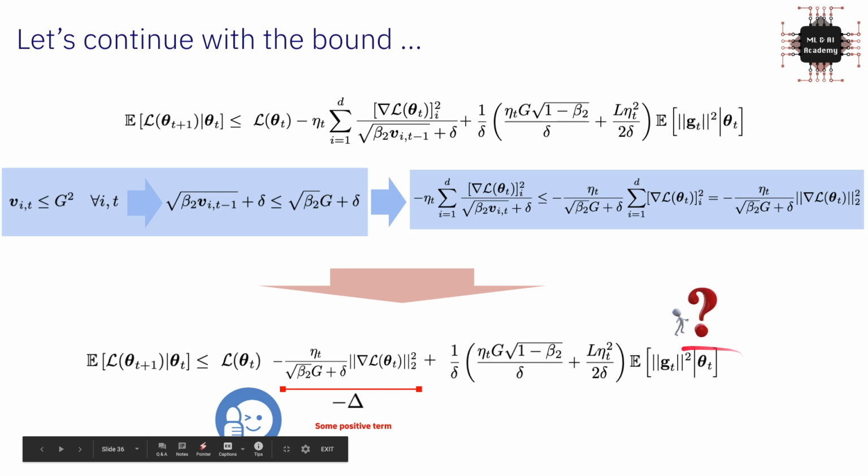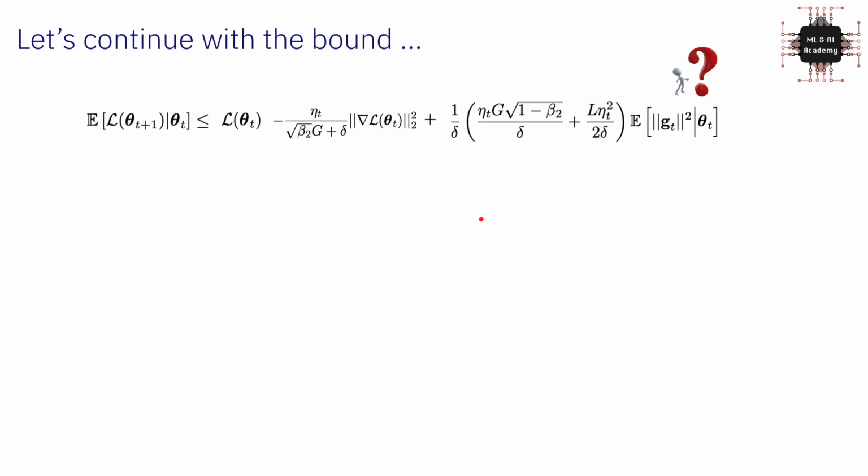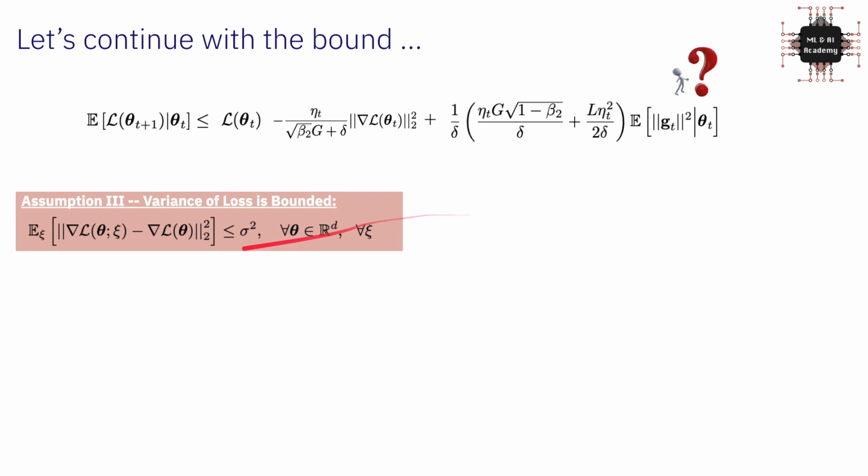And now let's see what we can do with this term here. So in order to deal with this term, we're going to now introduce an assumption. Yeah, more assumptions, but we're going to introduce that assumption to be able to handle this. So the assumption would say that the variance of the loss, not the objective, is bounded, which means that the E of the norm of the gradient of the loss minus the gradient of the objective is less than sigma squared.